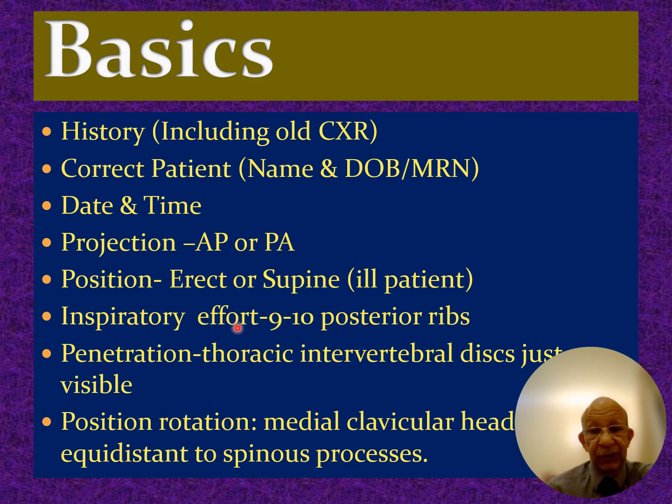Make sure that you can see the 9 to 10 posterior ribs; that's a good inspiratory effort. And make sure of the penetration, with the thoracic intervertebral discs just visible, and make sure that there's no major rotation. You can assess the rotation by checking that the medial clavicular heads are equidistant to the spinous processes.